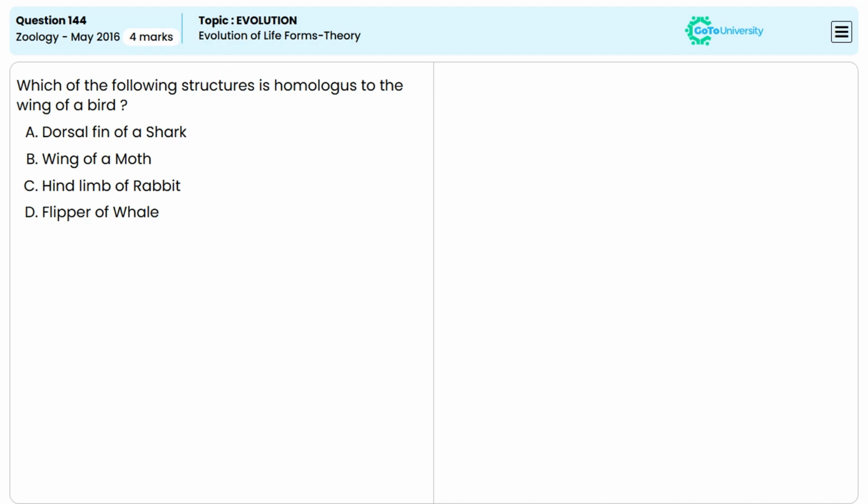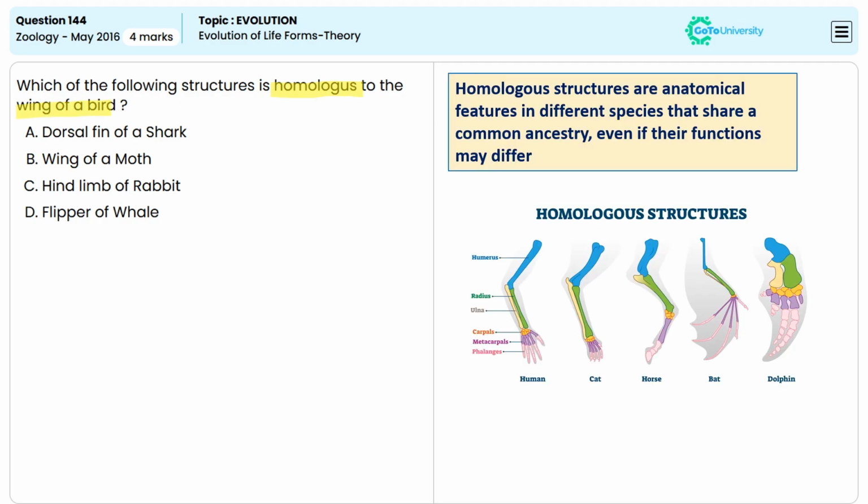structures is homologous to the wing of a bird. Homologous structures are anatomical features in different species that share a common ancestry even if their functions may differ. In the options we have A.